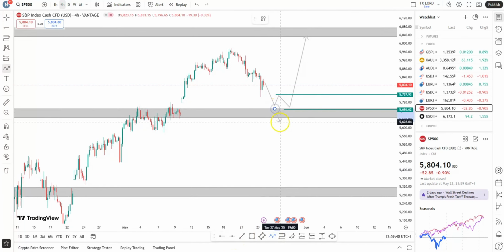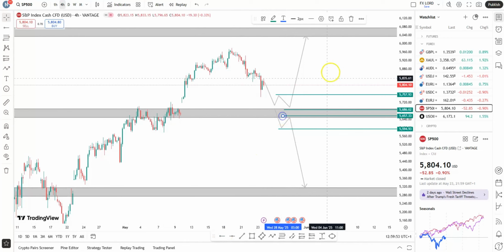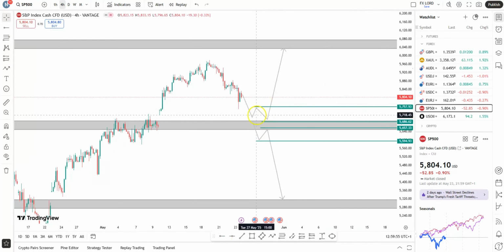Maybe price comes down to this level, retests this resistance and comes back here. So this is my bearish scenario on S&P 500. Nothing really happening right now, so I'm just going to wait for either of these. I'm going to look out closely to see what's going to happen before I get into this trade.